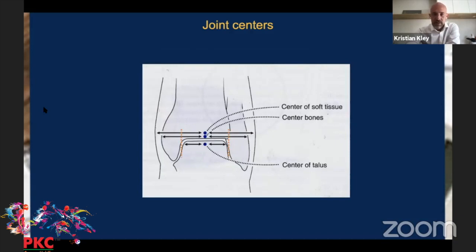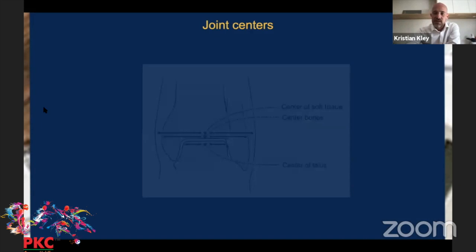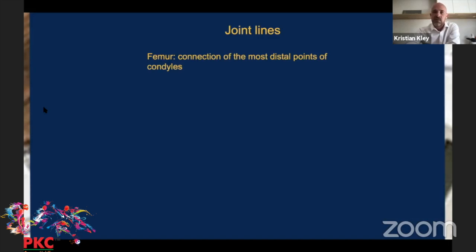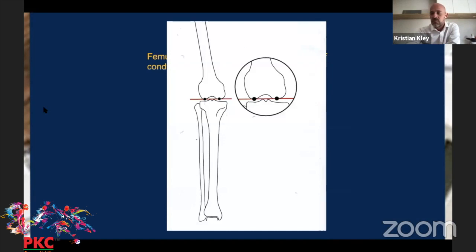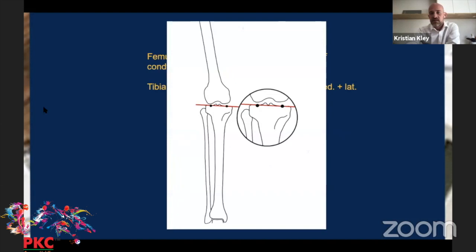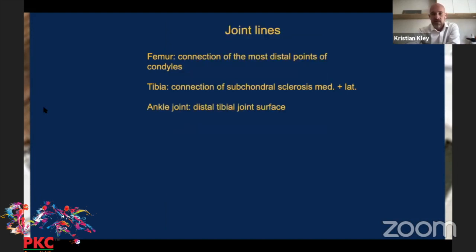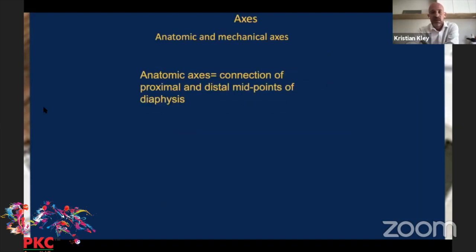So now we have defined the proximal and distal centers of the femur and the tibia. The next thing is to take a look at the joint lines. The distal joint line of the femur is the connection of the medial and lateral condyle. For the tibia, it connects the subchondral sclerosis of the proximal tibia. So now you have a joint line for the distal femur and the proximal tibia. The distal tibia is not too important for our question right now.